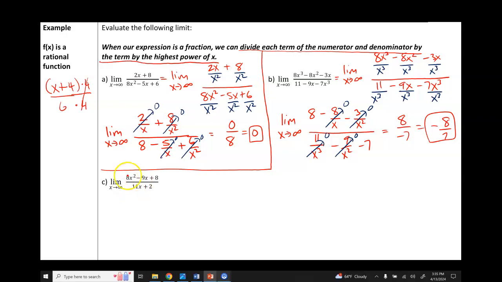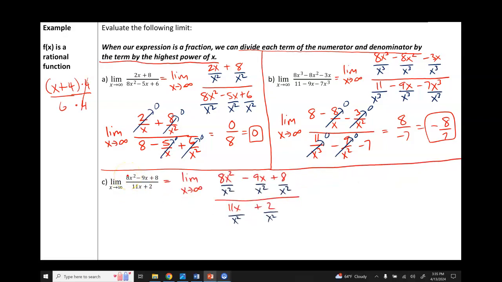Same thing in this last one. We're going to divide everything by an x squared, which is the highest power of x. So the first term, we have x squared over x squared, that's going to be 8. X over x squared, you have 2 on bottom, 1 on top, so you have 1 left on the bottom, 9 over x, and we have 8 over x squared. Here we have x over x squared, which is 11 over x, and we have 2 over x squared.